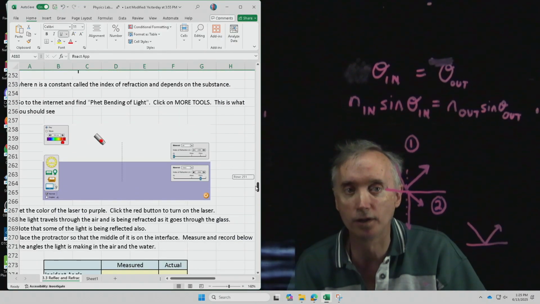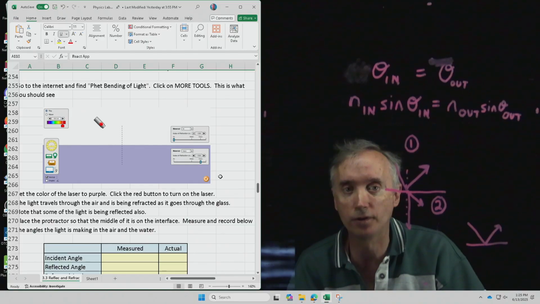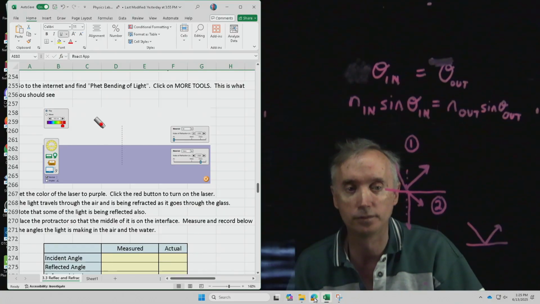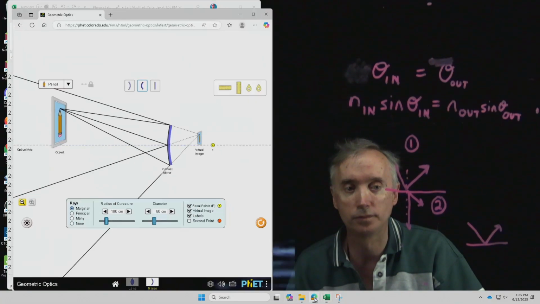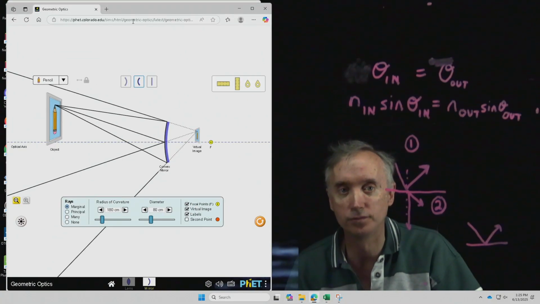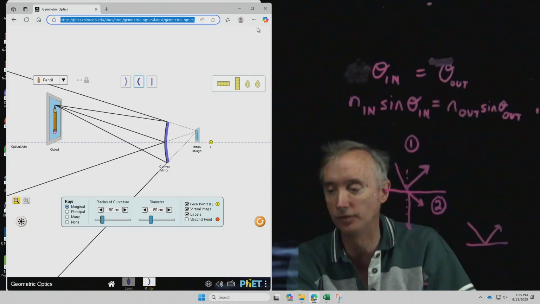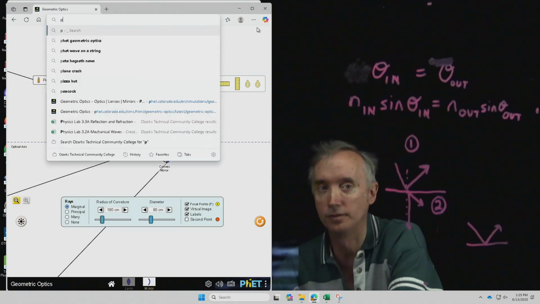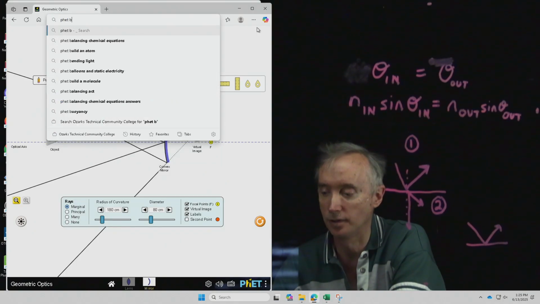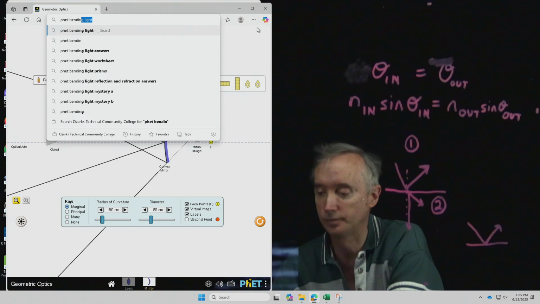All right, so now we're going to go to the internet and find PhET bending of light, which I didn't do here. So let me go ahead and find that for you. So PhET bending.